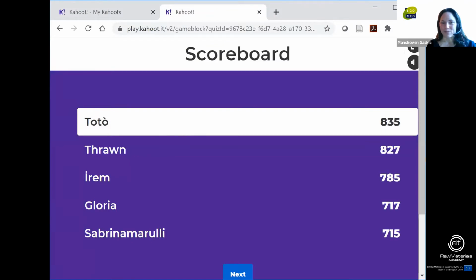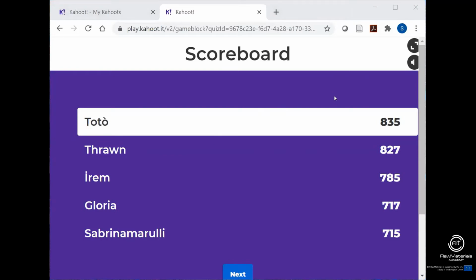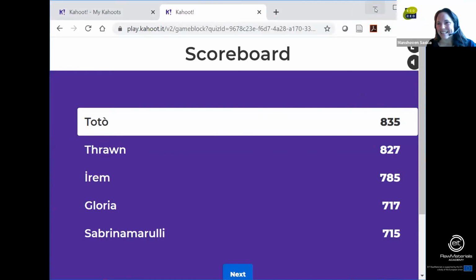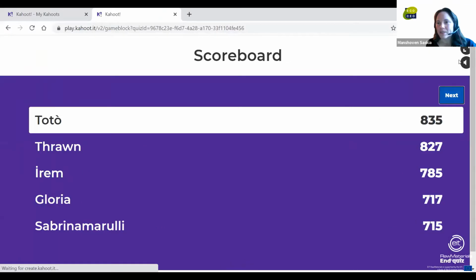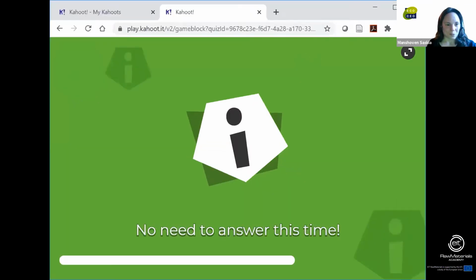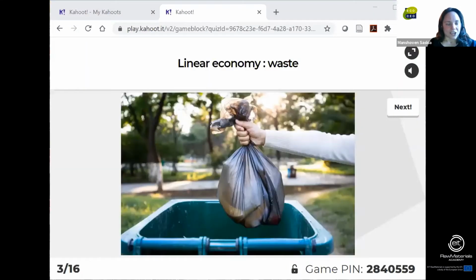As we can see from the ranking, Toto is first, followed by Thrawn and by Iram. Okay, so let's... Oh, Toto, come on. Toto doing well. So let's proceed. Let's proceed with the next question. Well, actually, the next part.